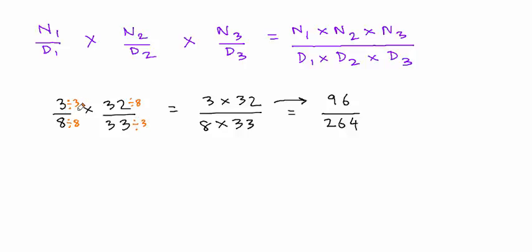Now look how easy this becomes. 3 divided by 3 is 1, 8 divided by 8 is 1, times 32 divided by 8 is 4, and 33 divided by 3 is 11. That cannot be simplified any further, so we could just write this as 1 times 4 over 1 times 11, which is 4/11. Let's do another one.